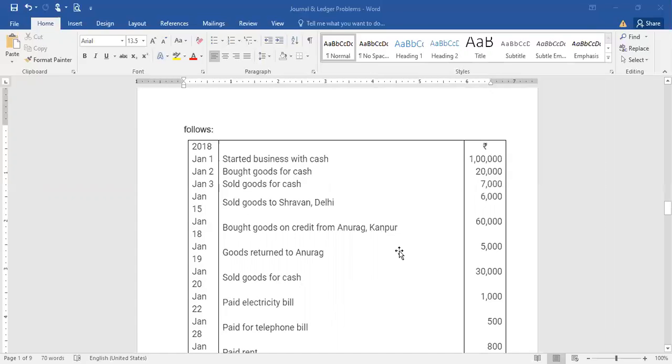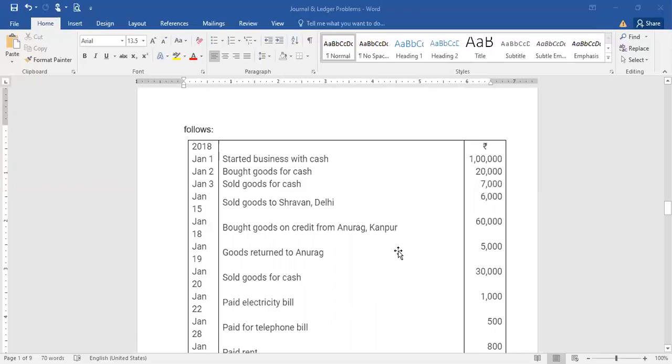Then bought goods for cash. So goods is coming into the business, that is purchase. Debit what comes in, credit what goes out, real account. So purchases account has to be debited. And the cash is real, debit what comes in, credit what goes out. Cash is going out, so it's a credit. So purchase account debtor to cash account.